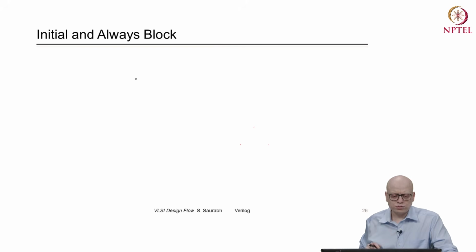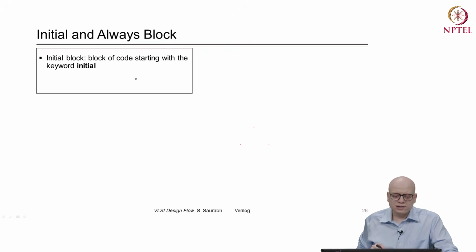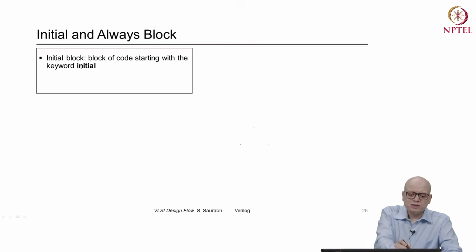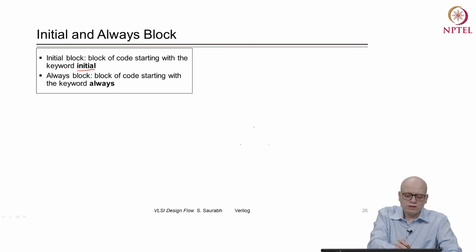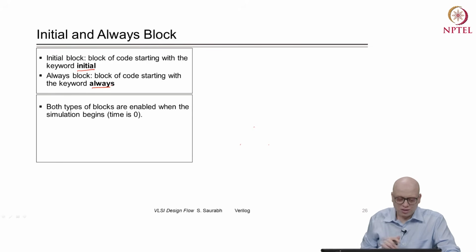First, let us look into the initial and always blocks. What is an initial block? An initial block is a block of code which starts with the keyword initial. And what is an always block? An always block is a block of code starting with the keyword always. Both types of blocks are enabled when the simulation begins, that is at time 0.